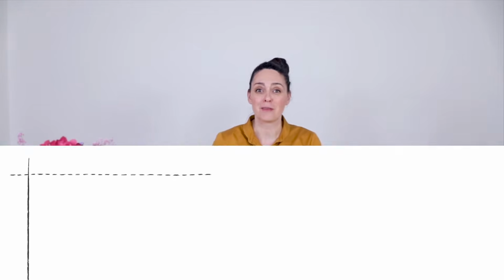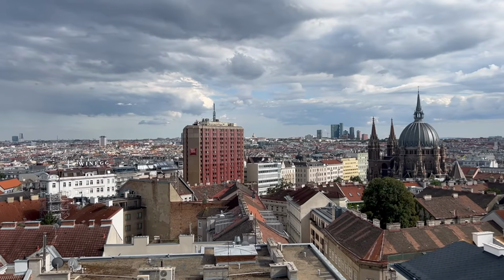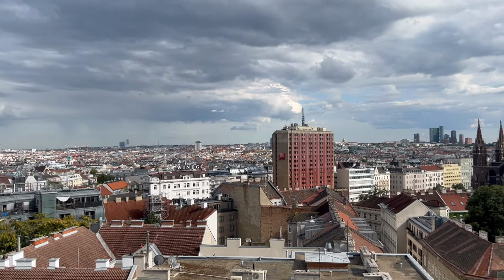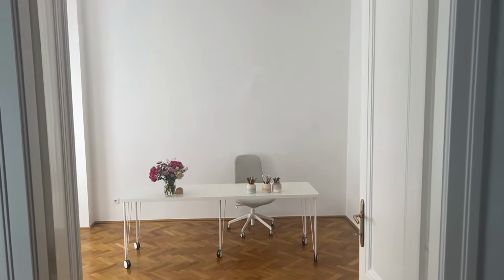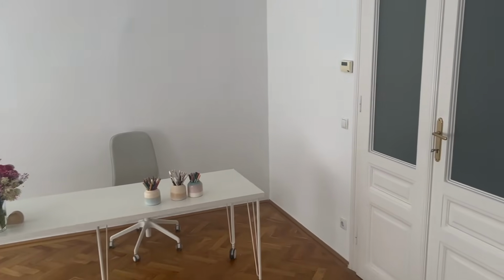So in today's video, I want to share the first steps of the design process, which is setting goals for your room design. But first, let me show you this room properly. This room and the apartment is located in an early 1900s building in Vienna, and it is in a fairly good condition if you take into account that the building is about 120 years old.